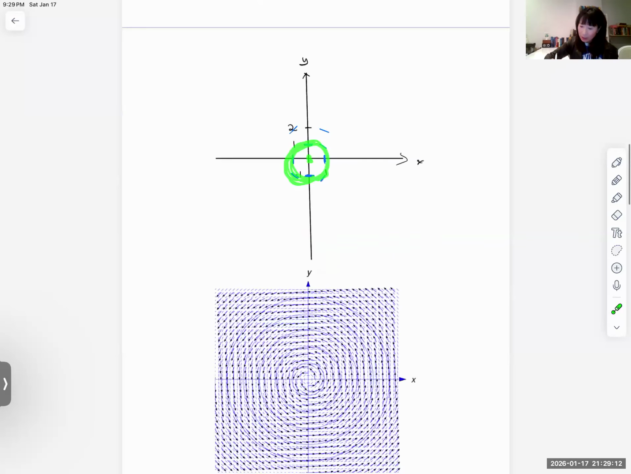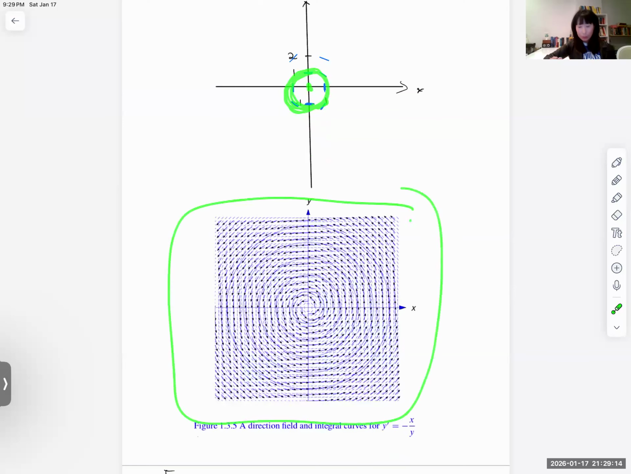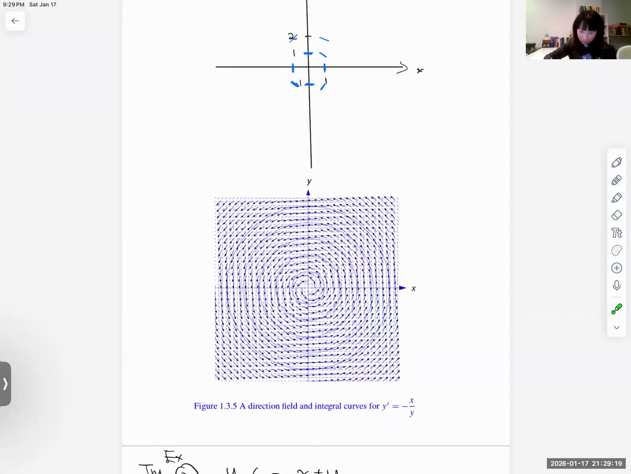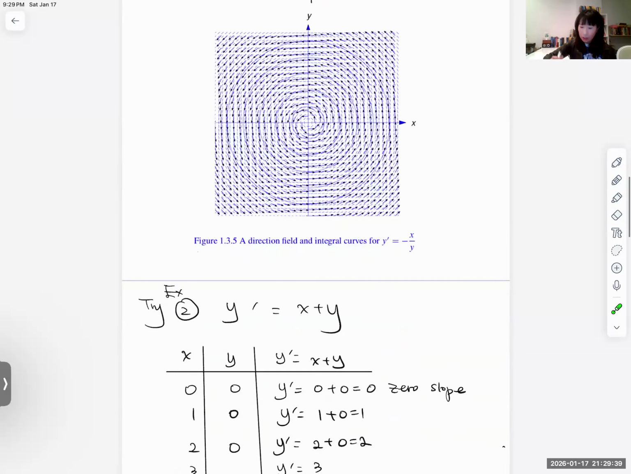Okay, so this picture from your textbook looks like that. We call this a direction field, for y prime equal to negative x over y. Yeah. Okay. Now you can try the second one.